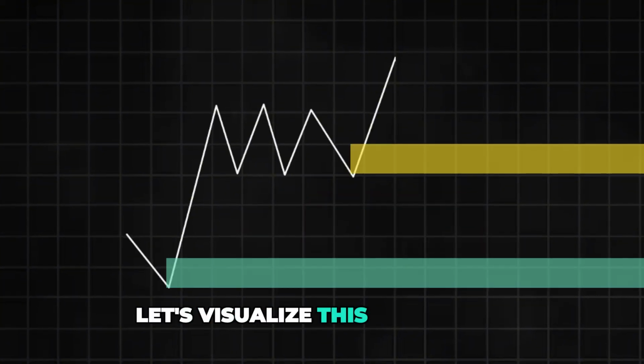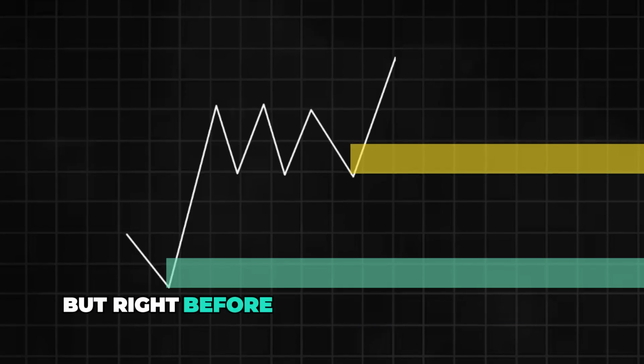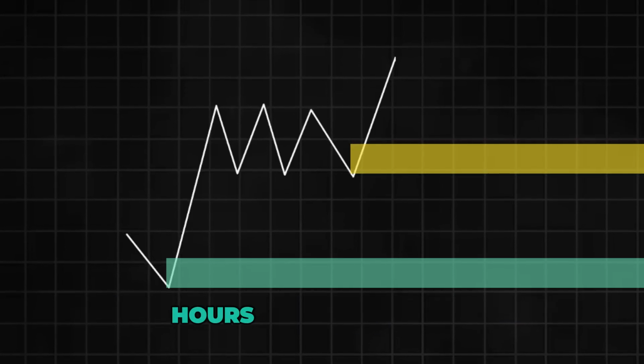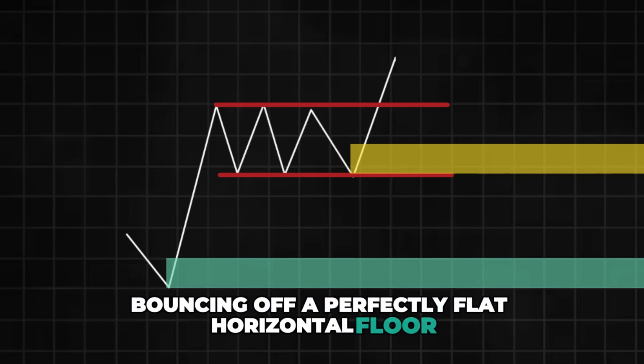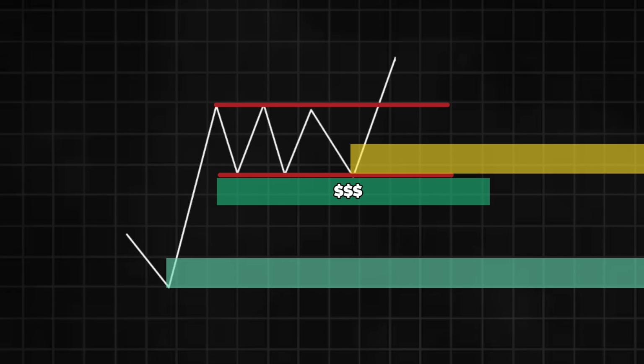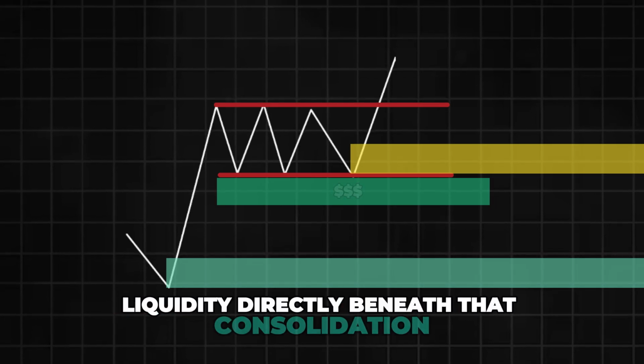Let's visualize this on a chart. Picture a strong, aggressive rally, but right before that rally took off, the price spent hours moving sideways, bouncing off a perfectly flat, horizontal floor, creating equal lows. This tells a story of a mountain of resting liquidity directly beneath that consolidation.